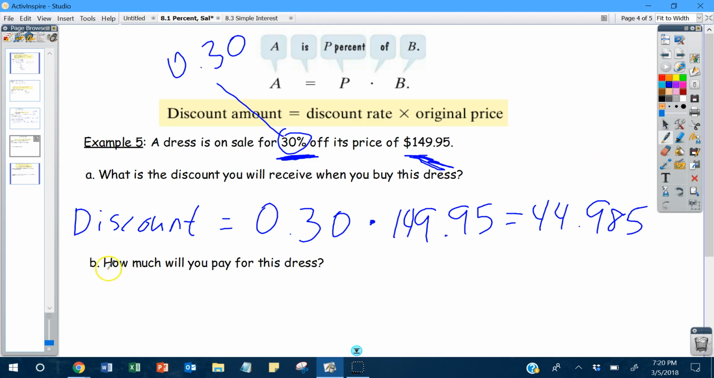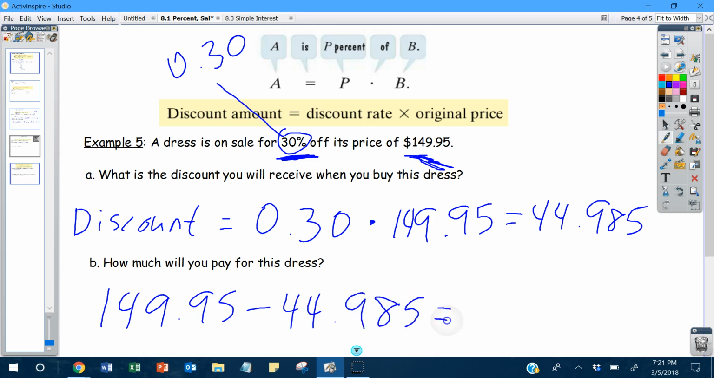So then the question that's more interesting is, how much are we going to pay for this dress? Okay, so if I'm dress shopping, I'm going to pay this original amount minus any sort of discount I get from the sale, which I already calculated, the discount. It's 44.985. So I'll do some simple subtraction here.